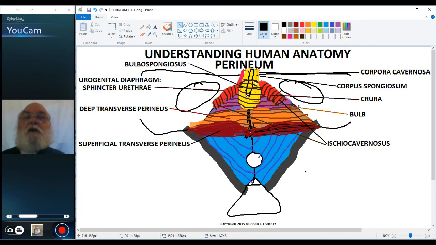In the next video, I want to do a section similar to what we did through the anal triangle, this time passing through the urethra, so we can see the layers of fascia that we have here in the urogenital triangle.